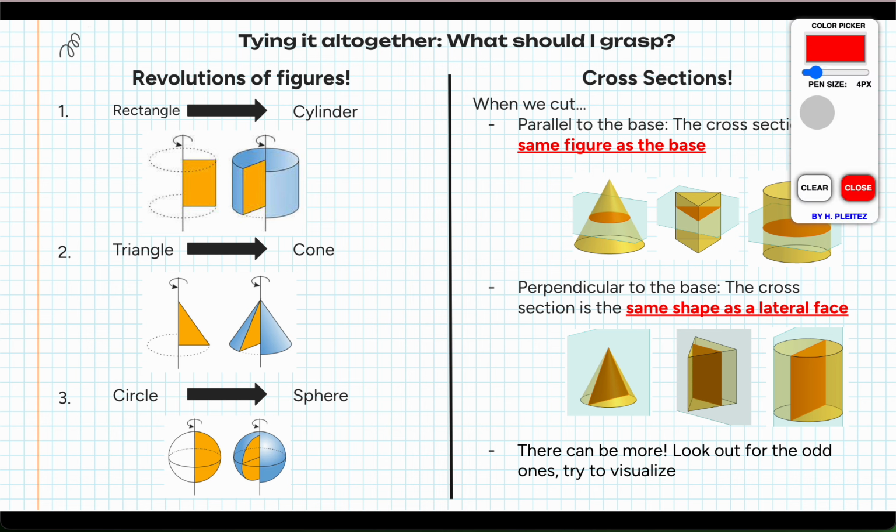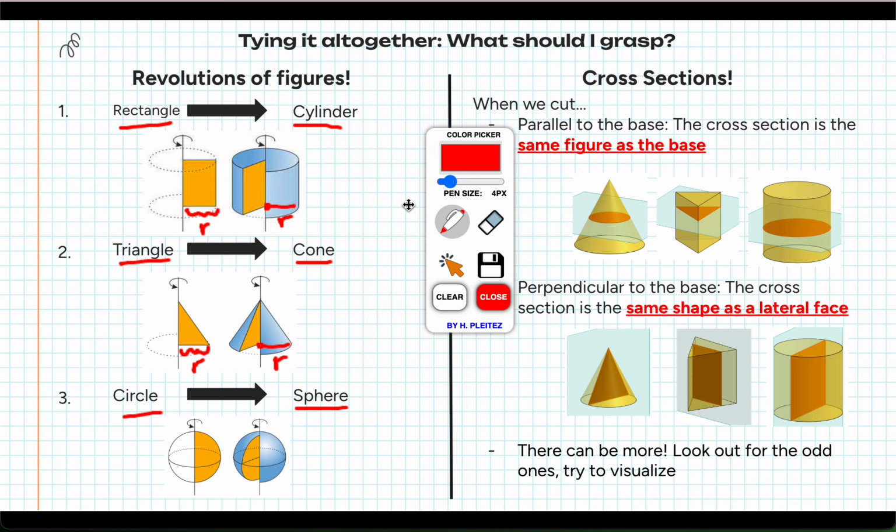Revolutions of figures was the first portion, and no matter what side we are rotating around or what line we're rotating around, a rectangle is always going to rotate into a cylinder. And again, notice that this bottom side ends up being the radius of our cylinder. A triangle rotates into a cone, and again, what you should see is that this bottom side, the other side, the side we're not rotating around, ends up becoming the radius of our cone, and then a circle rotates into a sphere.